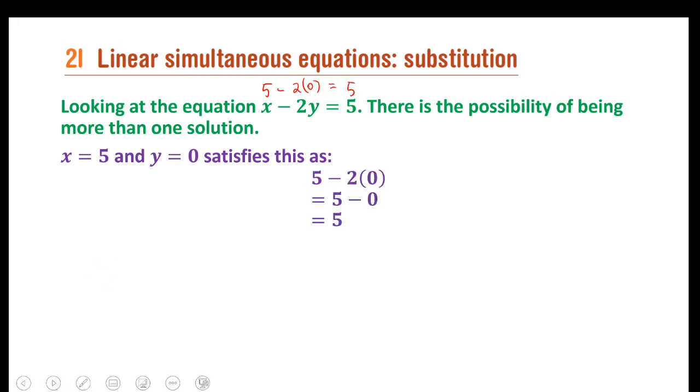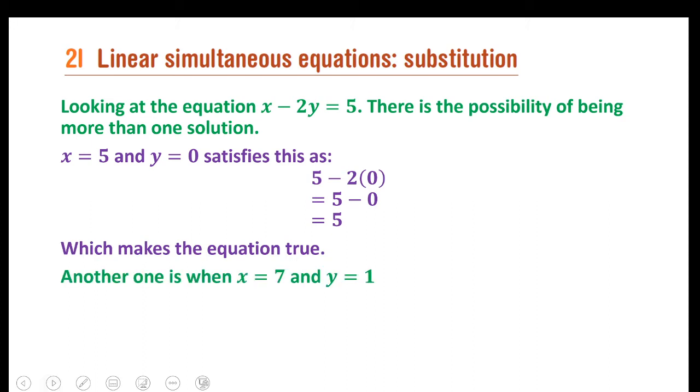Okay, and so I believe that's what the next thing says. Okay, so if I do that, I can actually get a solution that makes this true. But that's not the only number that works, okay? So that makes the equation true. Another one is when x is equal to 7 and y is equal to 1. So if I put 7 into here minus 2 lots of 1, so 2 times 1 is just 2, so I can change that to 2. That is also equal to 5, okay?